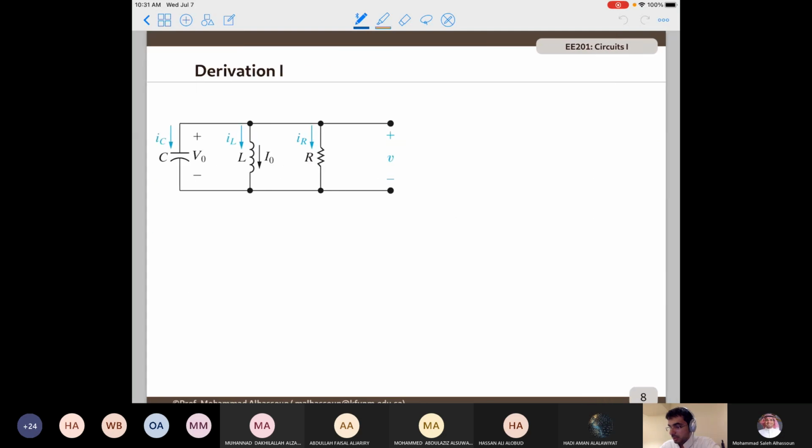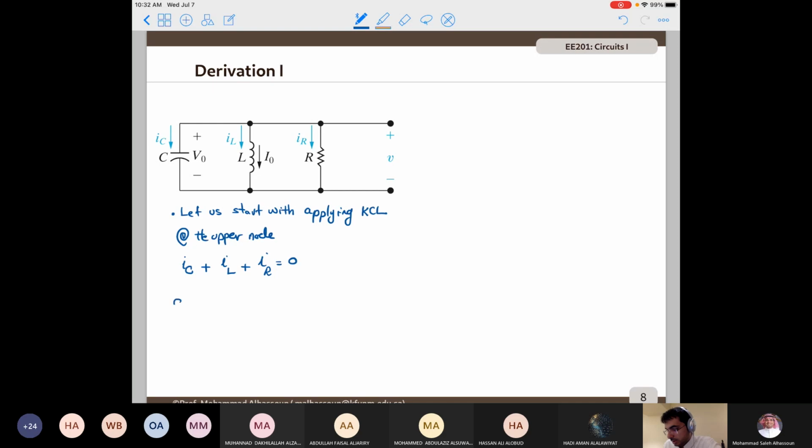So starting with the following circuit, we have a capacitor in parallel with the inductor, in parallel with the resistor. Let's start by applying KCL at the upper node. If we apply KCL at the upper node, we see that all the currents are leaving that node. So IC, the current passing through the capacitor, plus IL, the current passing through the inductor, plus IR, the current passing through the resistor, must equal 0.